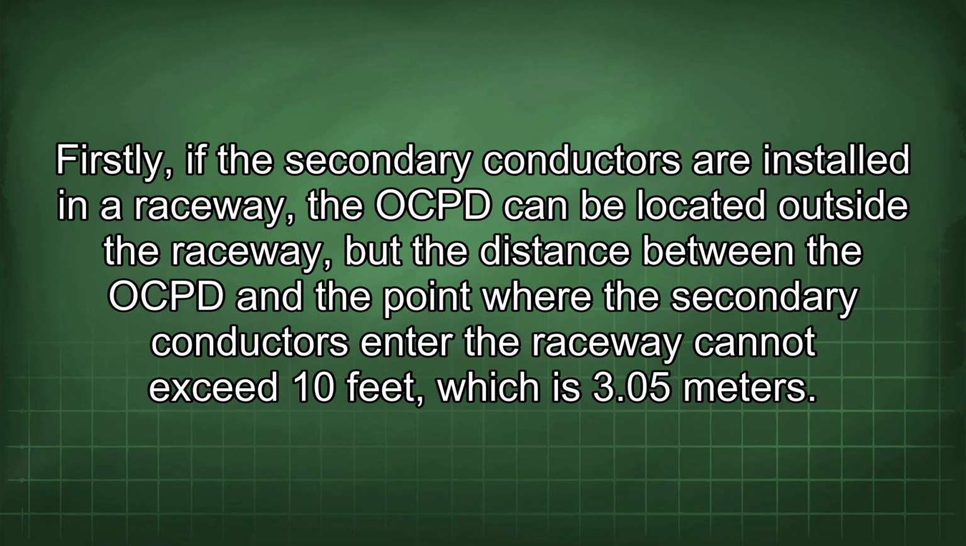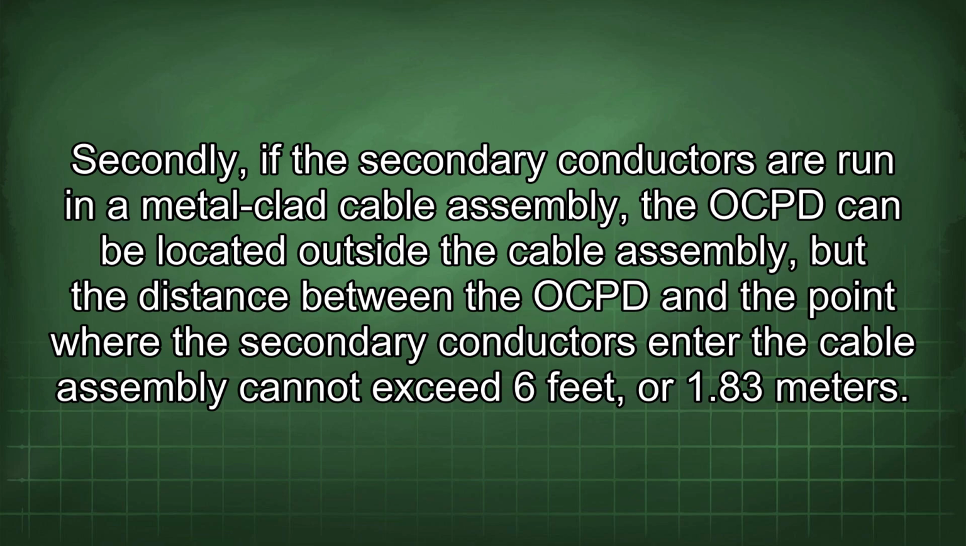Firstly, if the secondary conductors are installed in a raceway, the OCPD can be located outside the raceway, but the distance between the OCPD and the point where the secondary conductors enter the raceway cannot exceed 10 feet, which is 3.5 meters. Secondly, if the secondary conductors are run in a metal-clad cable assembly, the OCPD can be located outside the cable assembly, but the distance between the OCPD and the point where the secondary conductors enter the cable assembly cannot exceed 6 feet, or 1.83 meters.